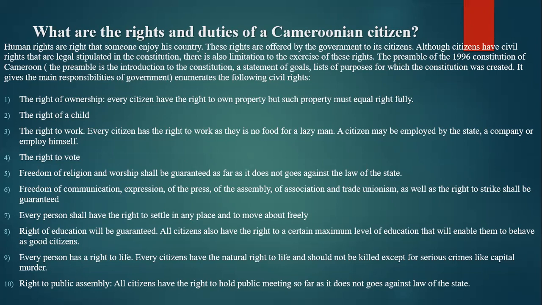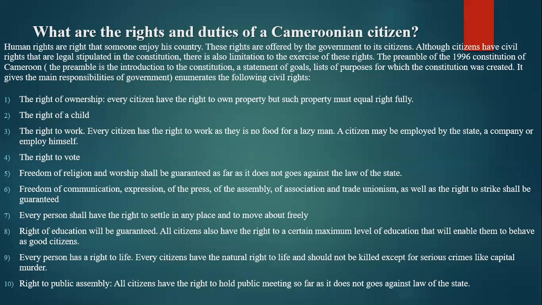You have the right of the child. Every child on earth has rights. The right to work. Every citizen has the right to work, as there is no food for lazy man. A citizen may be employed by the state, a company, or employ himself. You have freedom of religion and worship, guaranteed as far as it does not go against the law of the state. You have the right to vote and to be voted.